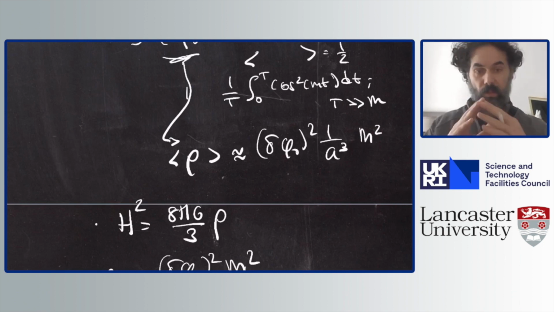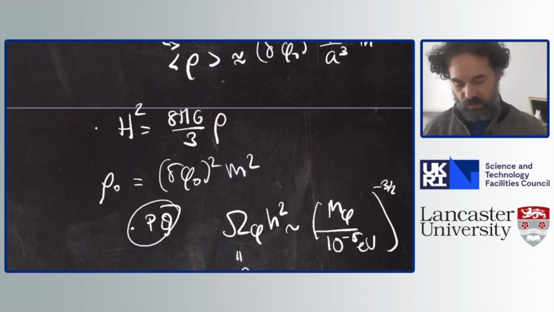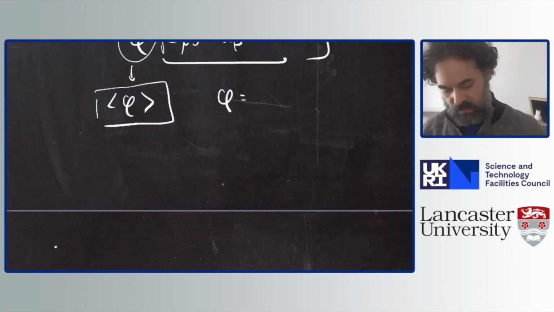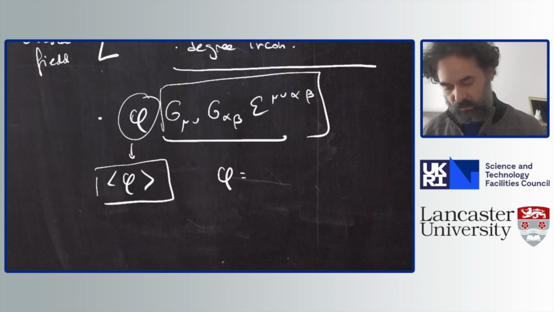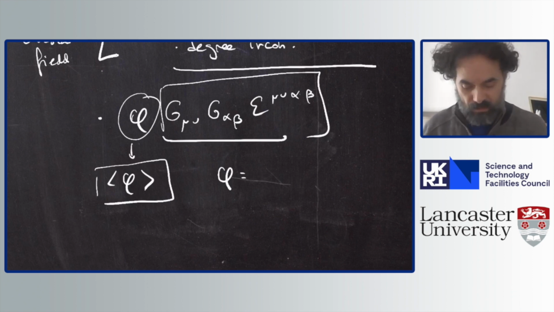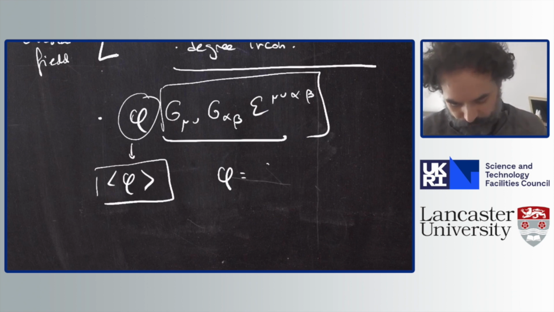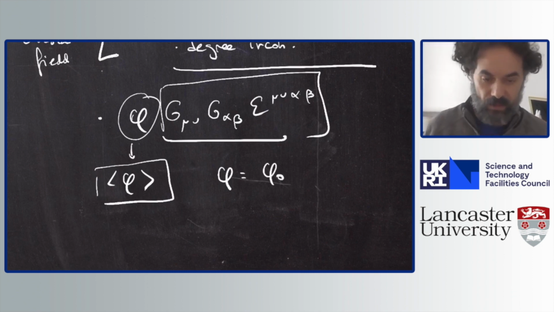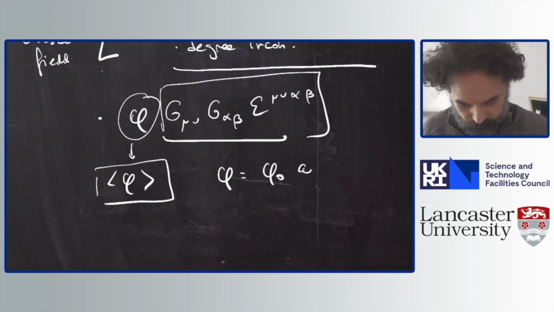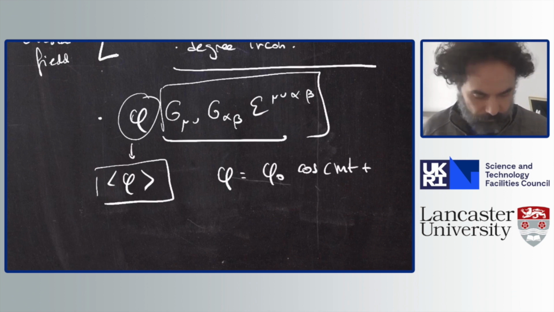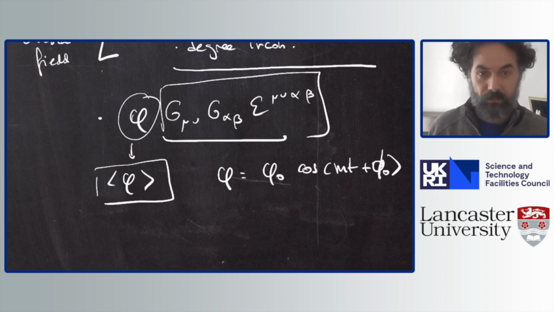Also, we are talking about distances. Your lab scales are very small with respect to the typical wavelength of this classical field, so you can just forget about inhomogeneities and take into account that phi is simply going to be the solution of a harmonic oscillator with frequency omega and a certain initial condition.